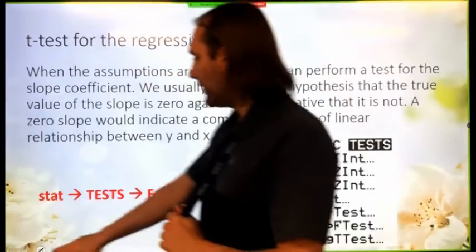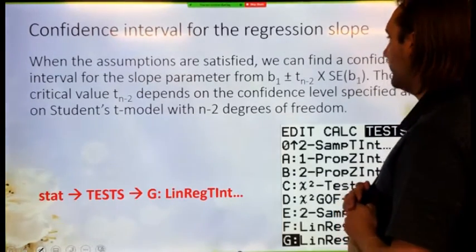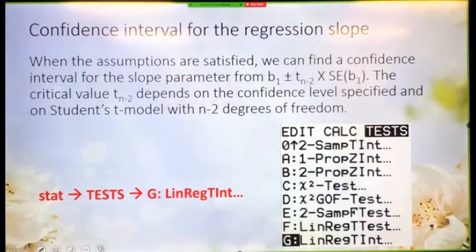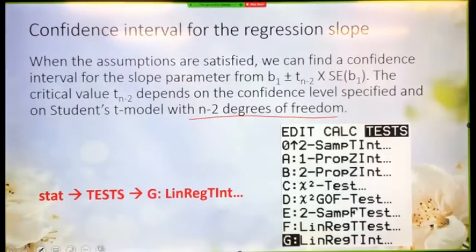And then we also could test the confidence interval. When the assumptions are satisfied, we find a confidence interval for the slope parameter, where the critical value t at n minus 2 depends on the confidence level specified and the Student's t-model with n minus 2 degrees of freedom. So note how we're going to calculate our degrees of freedom here. It is going to be n minus 2. And again, to find our confidence interval, we're going to use a calculator, and it is in G.